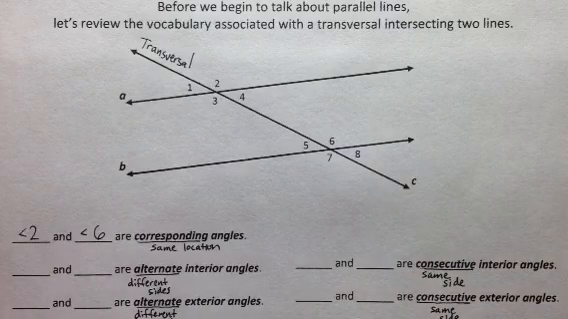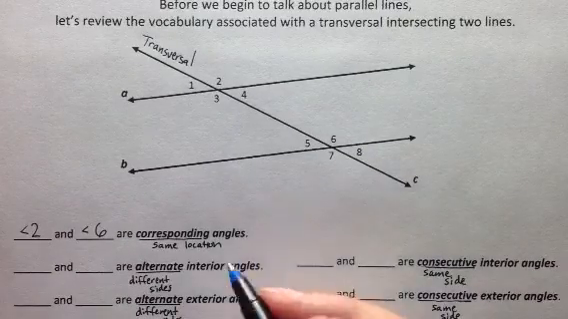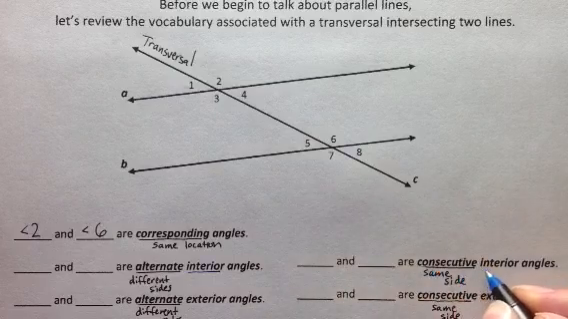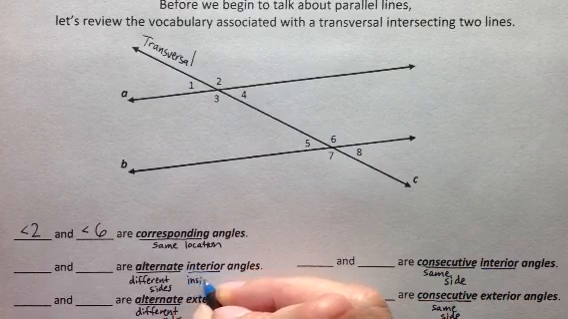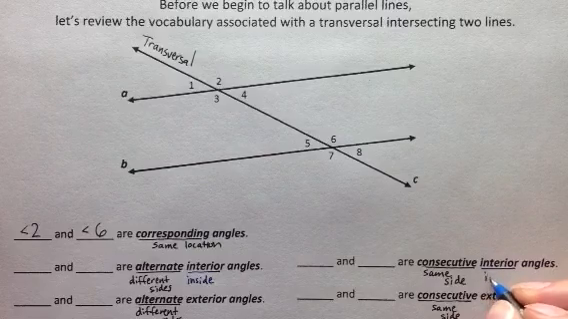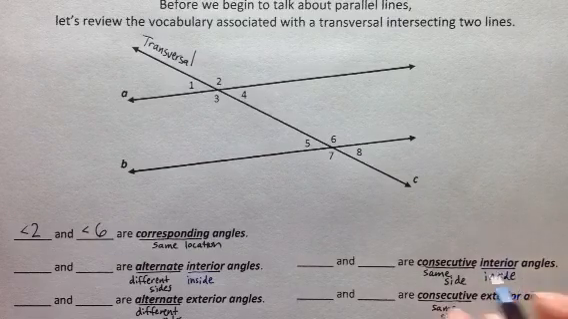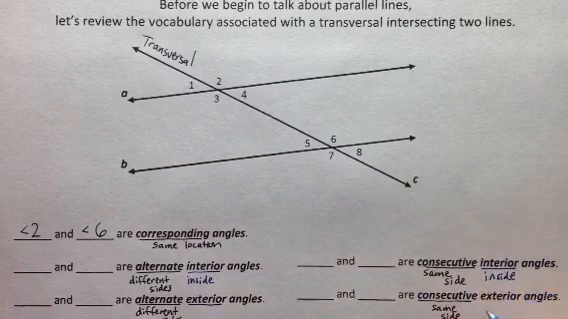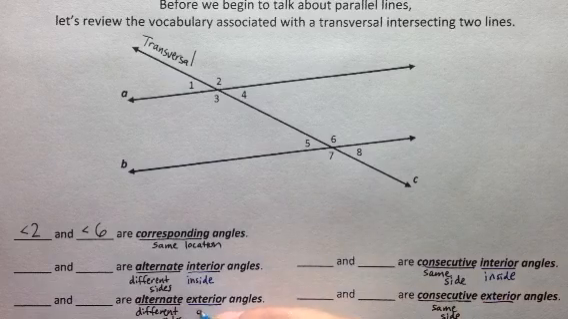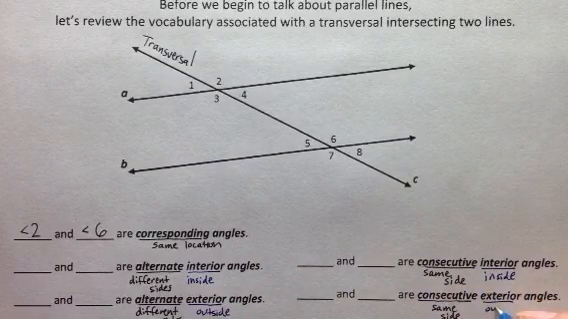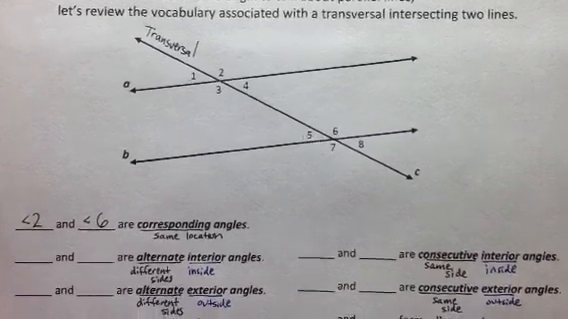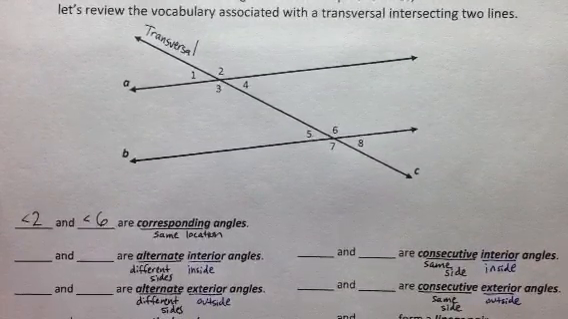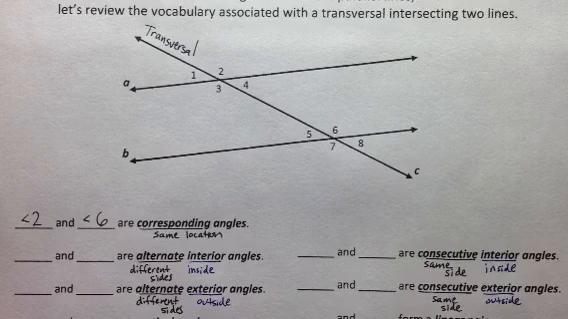Okay, and then I've got this other vocabulary here. Interior. Okay, interior is going to be on the inside. And exterior is going to be on the outside. So when I was learning this vocabulary, it was easier to break it down into the two parts to decide which angle is what. Okay, so here's what I mean.